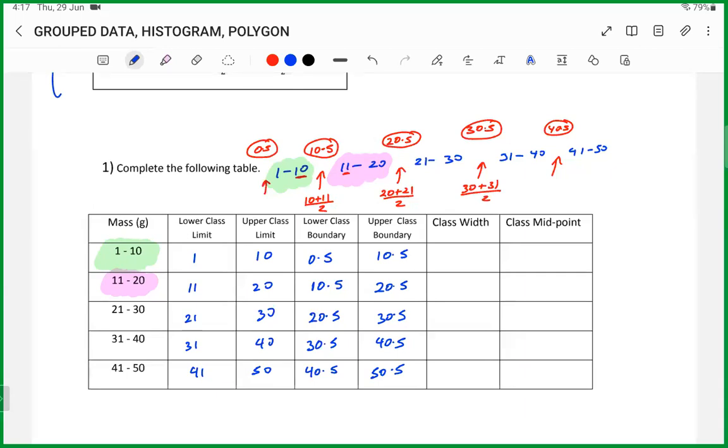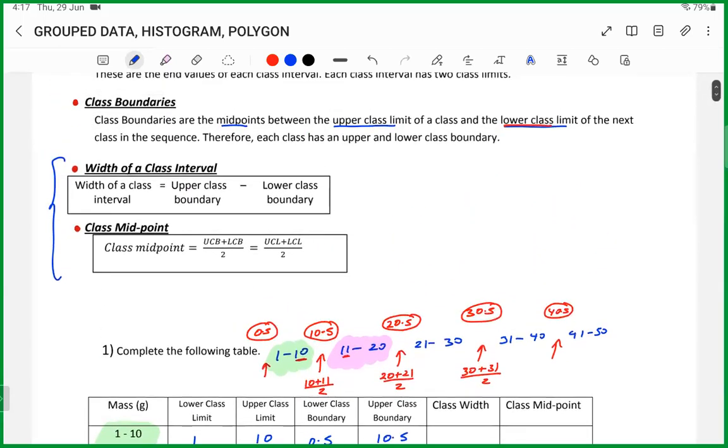Okay, great. So we looked at class limits and then we looked at class boundaries. And now we want to look at class width. Class width is very easy. The class width is the upper class boundary minus the lower class boundary. So it is not the difference in the class limits. It is very important. It's the difference in the class boundaries, right?